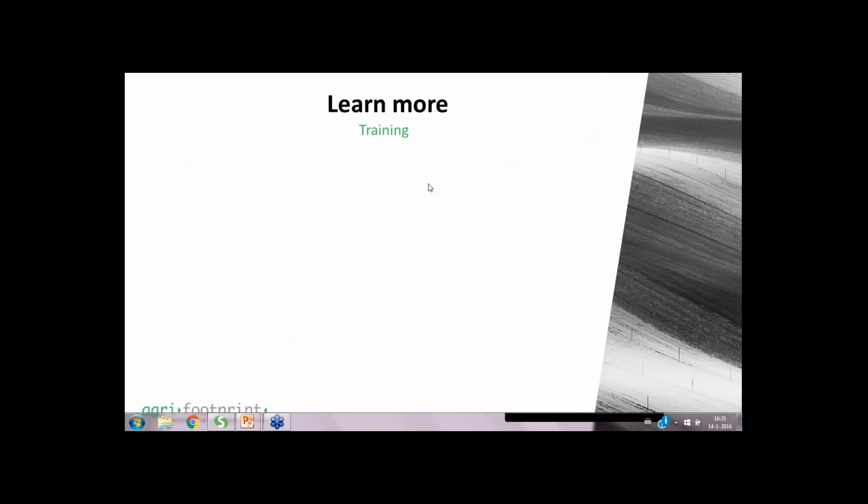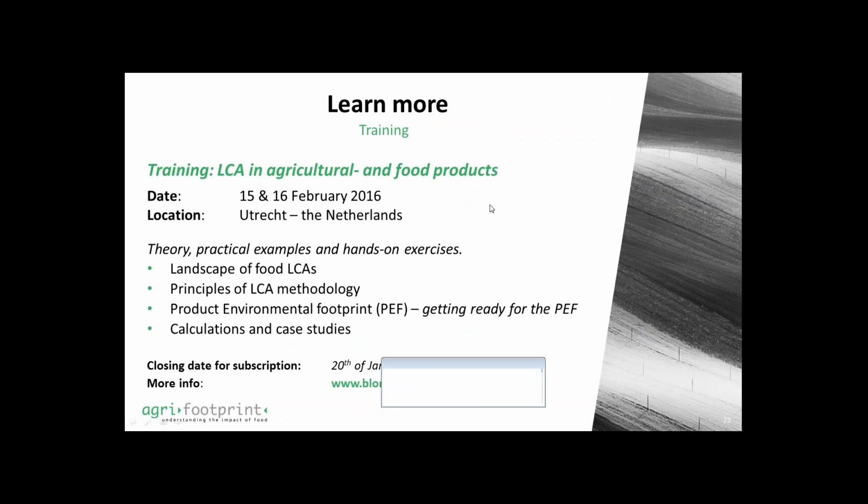Okay, if you want to learn more about agricultural LCAs and how are methane emissions calculated and laughing gas emissions, what do you have to take into account for which kind of allocations, etc. We organize next month a training in Utrecht, the Netherlands, in which we explain more about the background of agricultural and food LCAs. We will explain the landscape of food LCAs, who's doing food LCAs, why, and what will be next in the coming years.